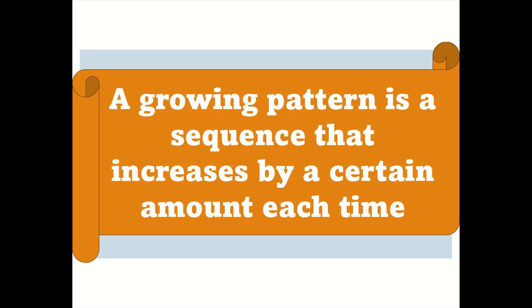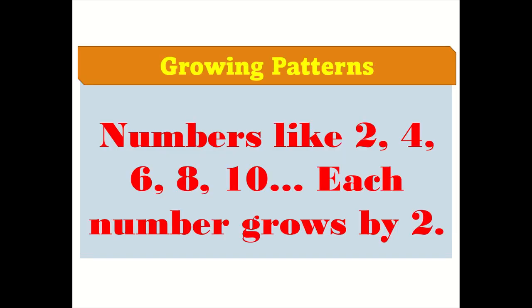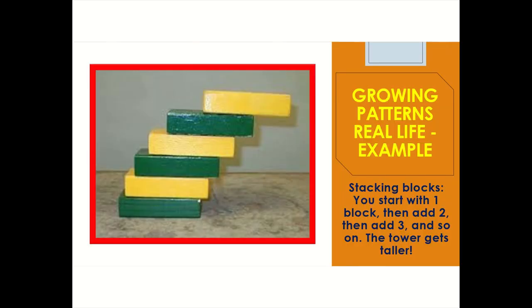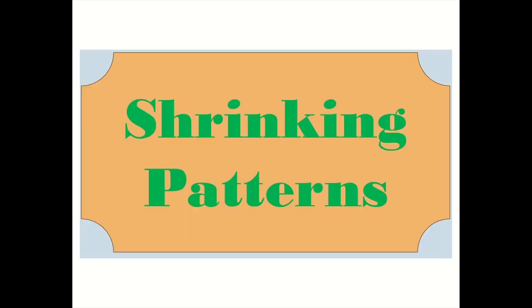Growing patterns. A growing pattern is a sequence that increases by a certain amount each time. Numbers like 2, 4, 6, 8, 10. Each number grows by 2. Growing patterns real-life example: stacking blocks. You start with 1 block, then add 2, then add 3, and so on. The tower gets taller.